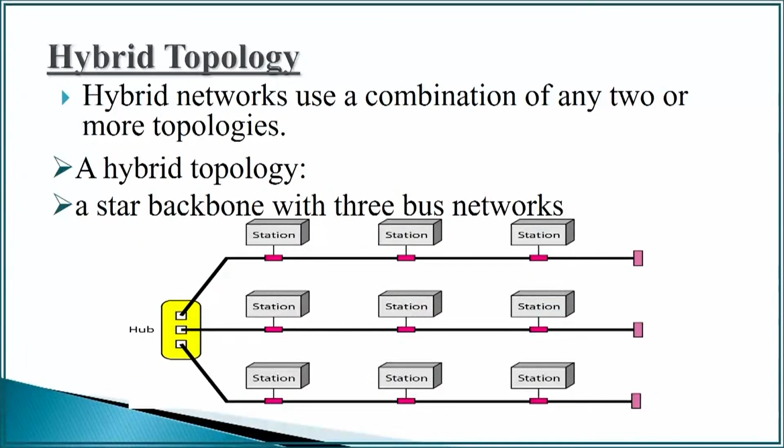Last is hybrid topology. In hybrid topology, we can have a combination of different topologies. As you can see in this presentation, hybrid networks use a combination of any two or more topologies. In this topology, we have a star backbone with 3 bus networks. In tree topology, we saw that there was a backbone of bus topology and different hubs were connected. Here we can see the reverse of it. There is a hub, and to the hub there are 3 buses and systems are connected on those buses using a bus topology.